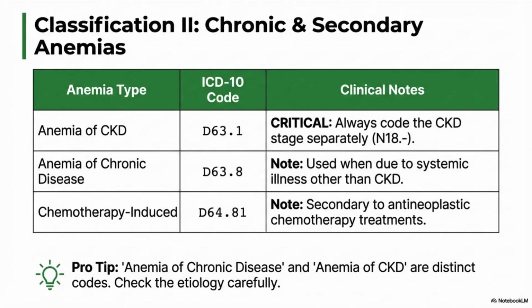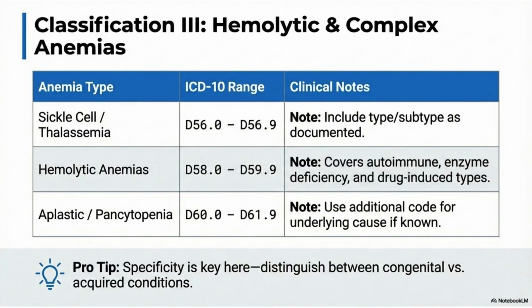Check the etiology carefully. This category includes sickle cell disorders, hemolytic anemias, and aplastic anemias. Sickle cell and thalassemia, D56, require type and subtype specificity. Hemolytic anemias, D58 to D59, include autoimmune, enzyme deficiency, and drug-induced types. Aplastic and pancytopenia, D60 to D61, require an additional code for the underlying cause when known. The guide highlights, specificity is key here, distinguish between congenital versus acquired conditions.